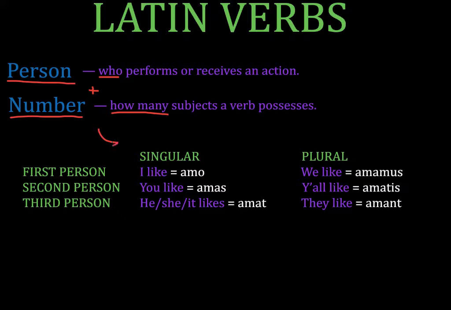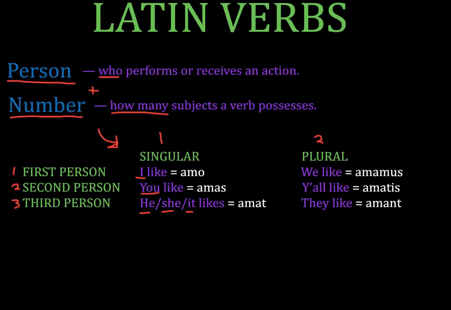Let's look at a simple graph to better understand how a verb's person and number are identified. There are three types of persons available to Latin verbs, equivalent to the English I, you, or he, she, or it. And there are two types of numbers, either singular or plural. All of these options should be immediately familiar to you because English uses an equivalent system.